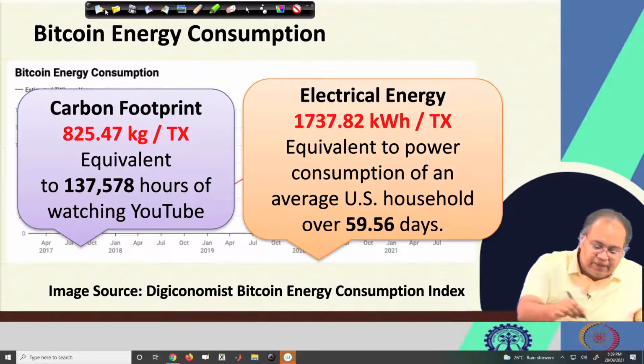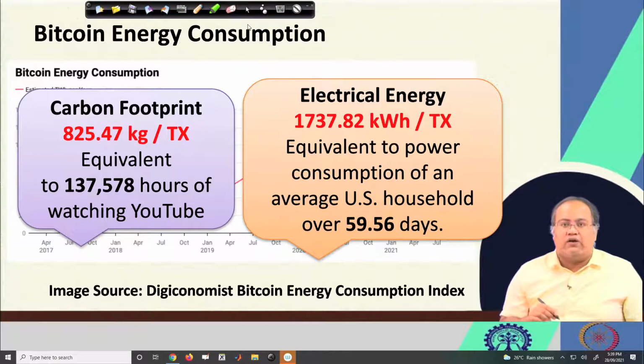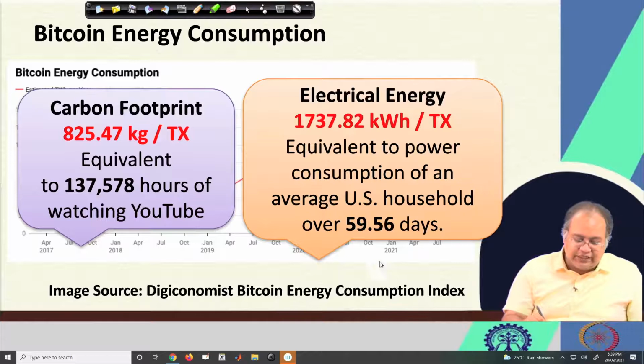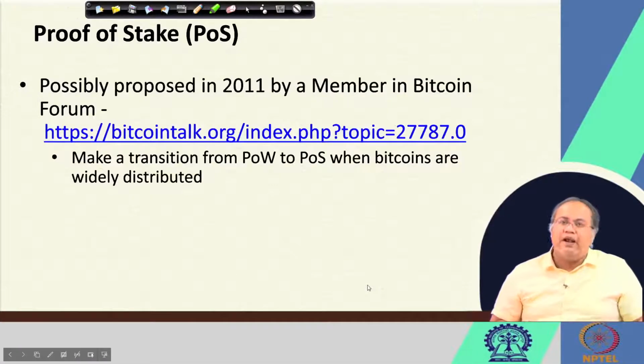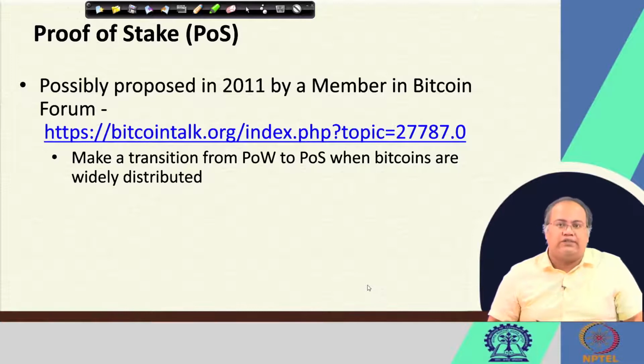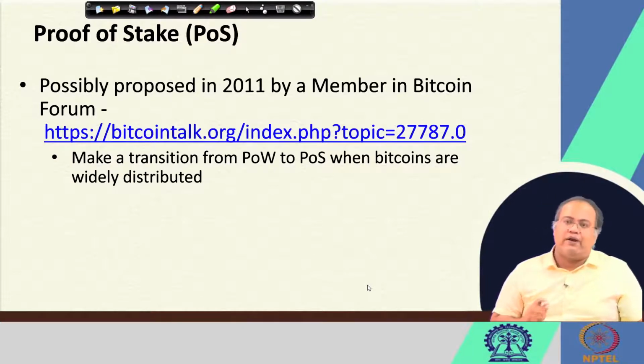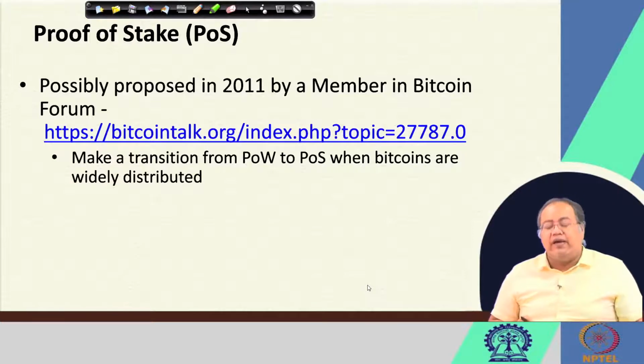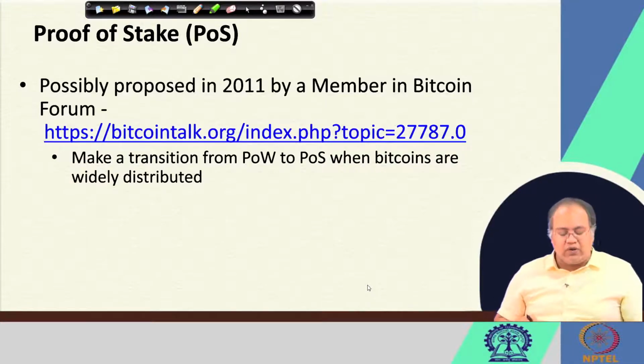Now with this, if we think of how we can generate an optimization on this front, people have tried different kinds of consensus mechanisms on top of proof of work blockchain, and the earliest of them was proof of stake or POS. Proof of stake was possibly proposed in 2011 by a member in the Bitcoin forum. There was no formal paper like the Bitcoin paper. It was just proposed in the Bitcoin forum as a solution to this problem of proof of work blockchain.